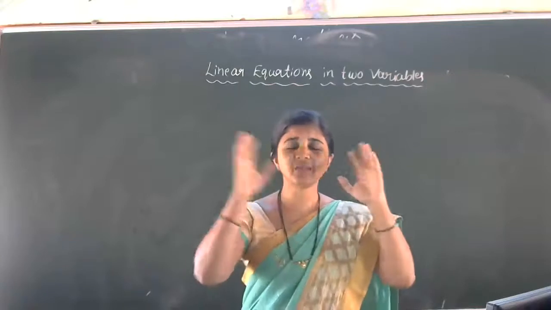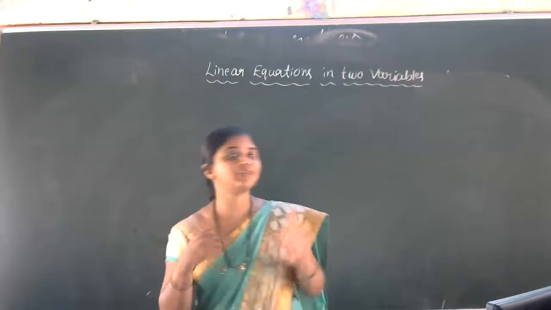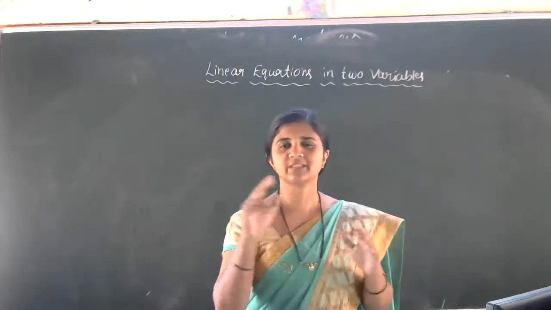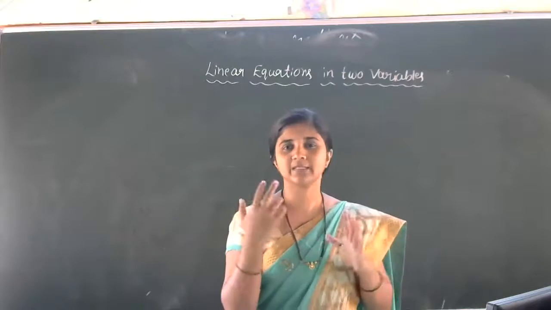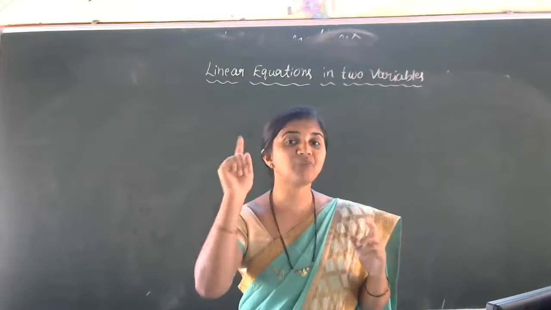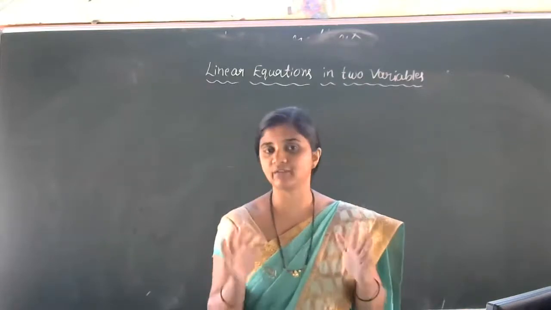Next, how to find the solution of a linear equation? Let us recall our last class. First we discussed the solution of a linear equation in one variable: x plus 3 is equal to 4, then x is equal to 4 minus 3, which is equal to 1. Exactly one solution is there for a linear equation in one variable.